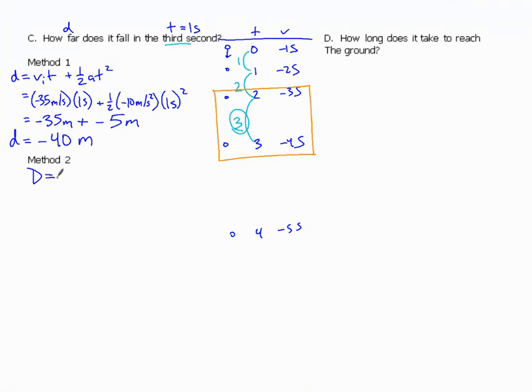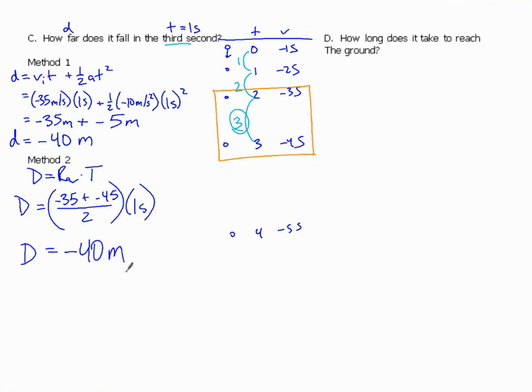Method number 2, again, distance equals v average times t. So distance equals, remember v average is the sum of the two velocities divided by 2 because it is uniform acceleration. And the time interval here is 1 second. And so here we have 80 divided by 2, negative 40, and the seconds will cancel, negative 40 meters. Yeah, this was meters per second.